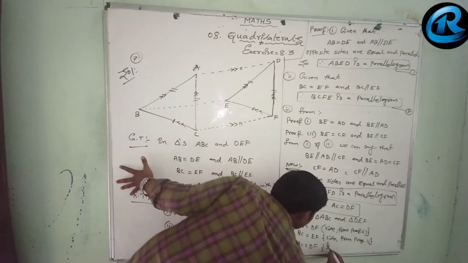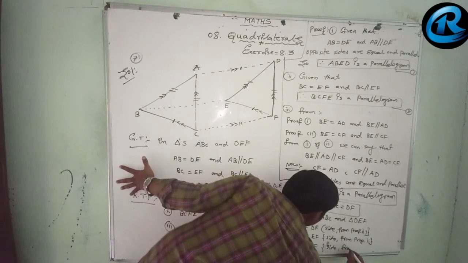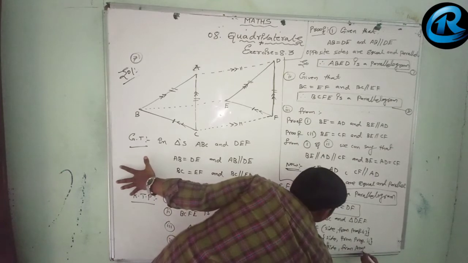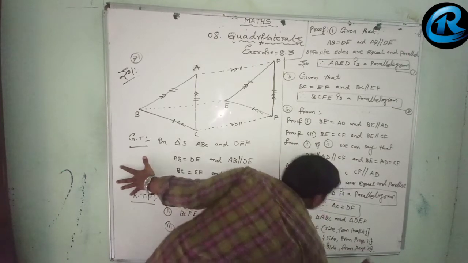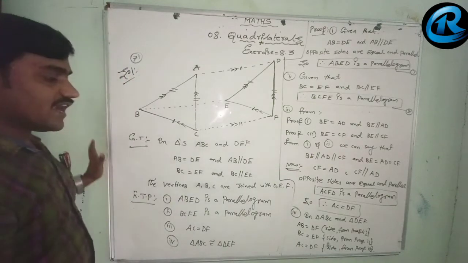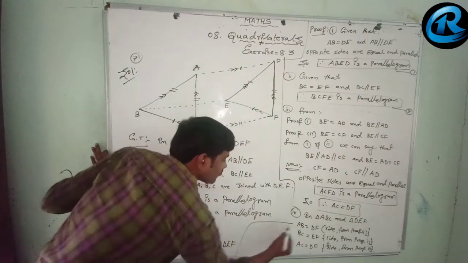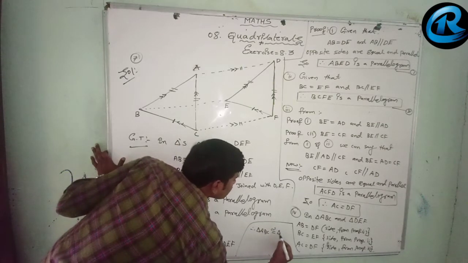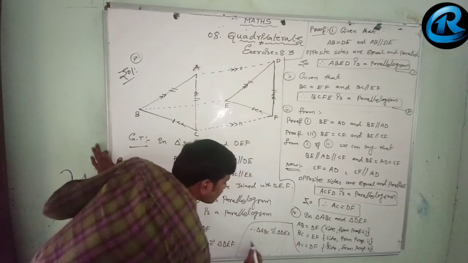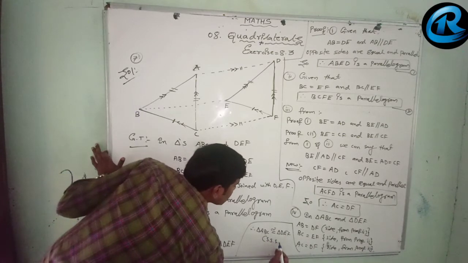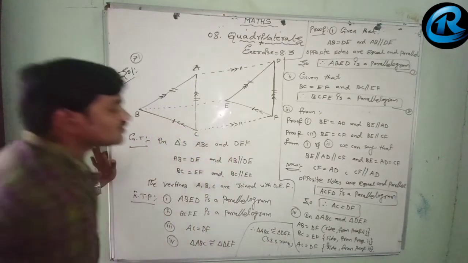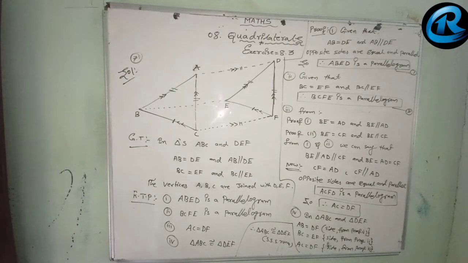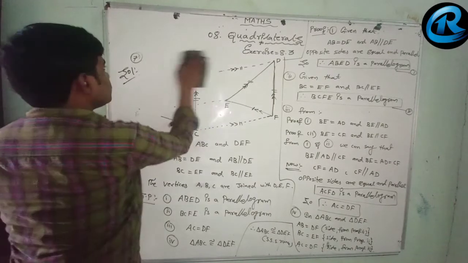This is also a side from proof number 3. Hence we can write: therefore triangle ABC is congruent to triangle DEF by the side rule. Hence all these 4 proofs are completed. So see clearly now. Now we go for question number 8.